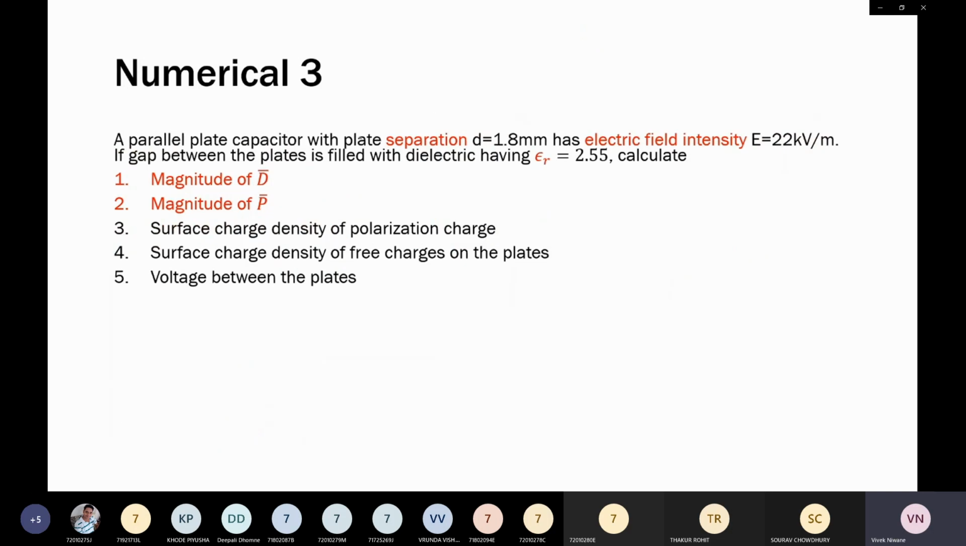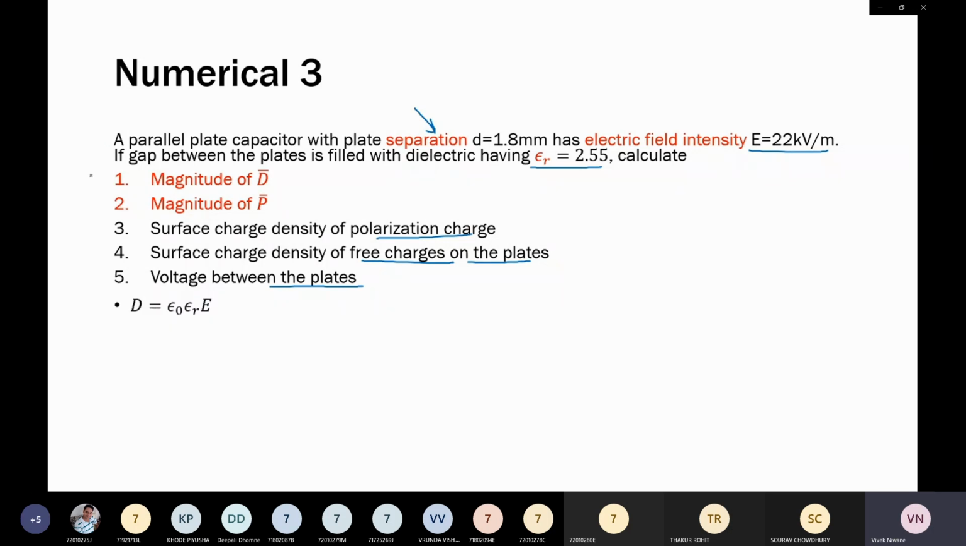Then next, numerical 3: a parallel plate capacitor with plate separation 1.8 millimeter has an electric field. Okay, fine. If the gap between the plates is filled with a dielectric, epsilon r is equal to 2.55. Calculate the magnitude of D bar, the magnitude of P bar, the surface charge density of polarization charge, the surface charge density of free charges on the plates, and the voltage between the plates of the parallel plate capacitor. Let us go one by one.